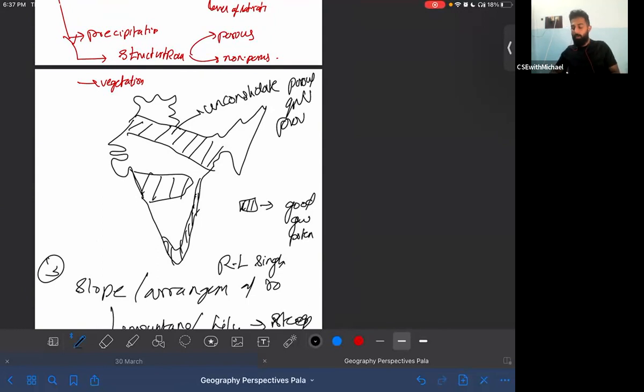You have enough water percolating. In the black soil region, again, you will have a fair bit of secondary percolation. On the other hand, if you look at the shield area, you will get very low percolation into the groundwater table. So here in the peninsular part, mostly you will get very low percolation.